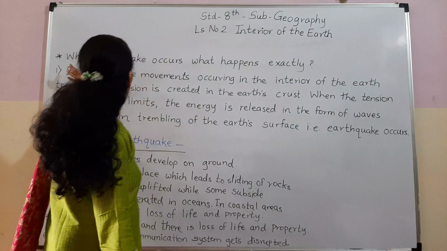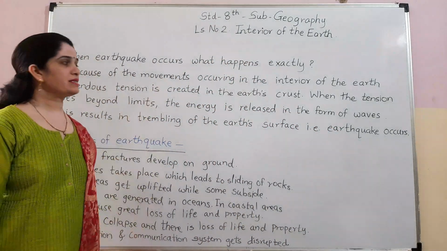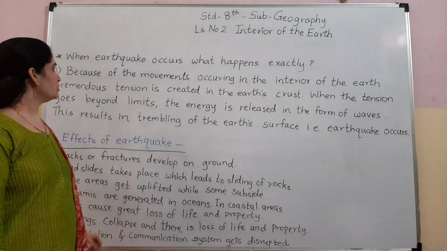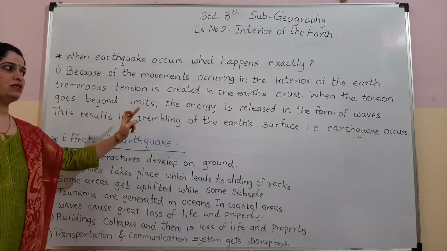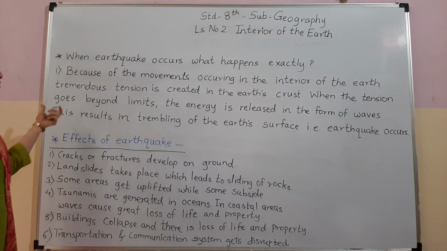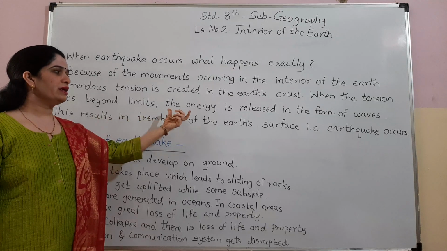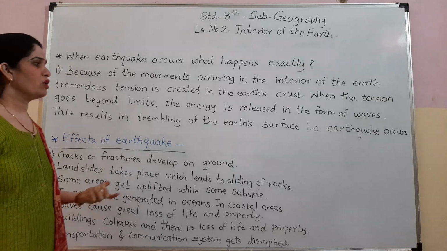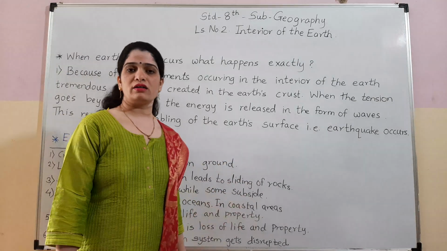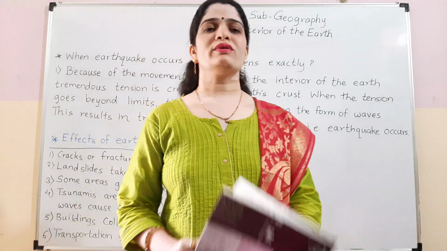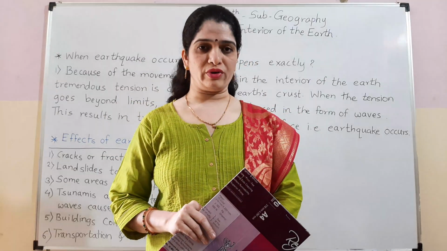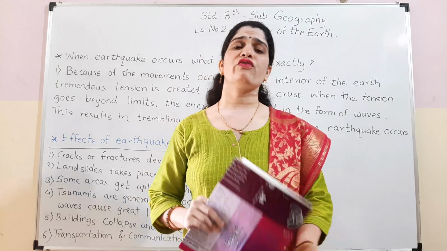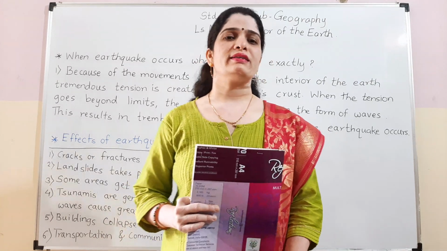When an earthquake occurs, what happens exactly? See here, because of the movements occurring in the interior of the earth, tremendous tension is created in the earth's crust. And when the tension goes beyond limits, the energy is released in the form of waves. And this results in trembling of the earth's surface, that is, an earthquake occurs. From this, you must have understood the concept of earthquake. What exactly happens when the earthquake occurs? And what are the effects of these earthquakes then? Come on, let's see.